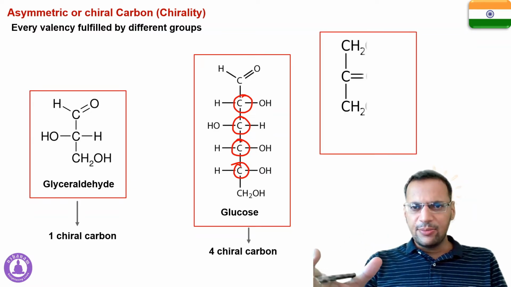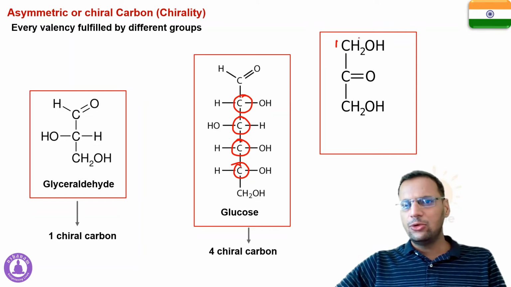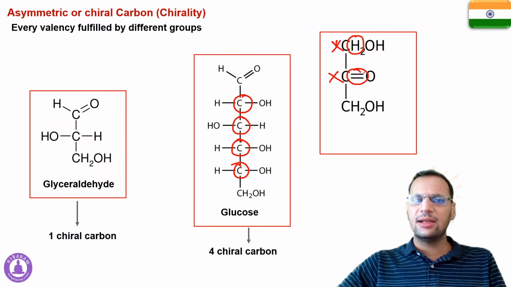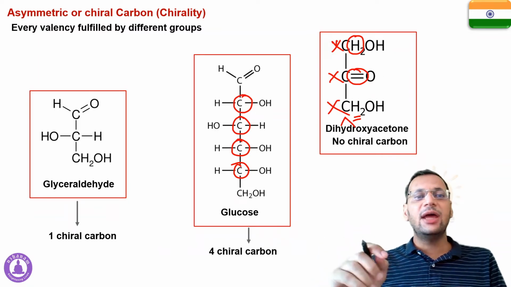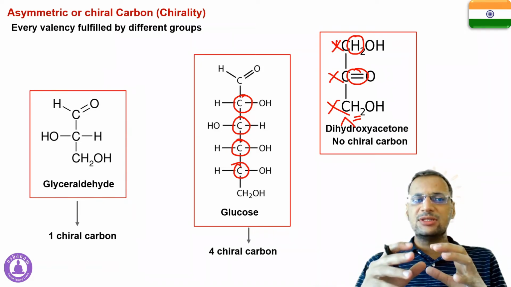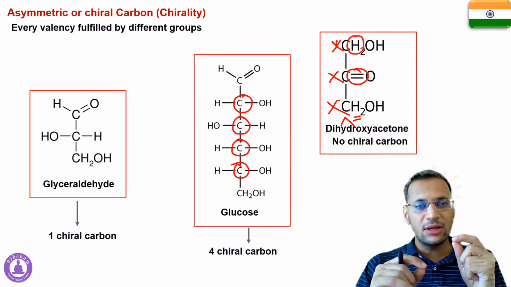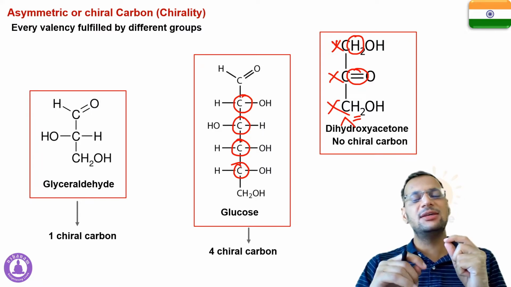Let's take another example. Now this is dihydroxyacetone. First carbon, 2 hydrogens, not a chiral carbon. Second carbon, 2 valencies fulfilled by oxygen, not a chiral carbon. Third carbon, 2 valencies fulfilled by hydrogen, not a chiral carbon. That means there is no chiral carbon in dihydroxyacetone, and you need to remember this concept because this is very important. Stereoisomerism is shown by those compounds that have a chiral carbon, but dihydroxyacetone has no chiral carbon, so it won't exhibit any type of stereoisomerism, and this is a very frequently asked question in exams.